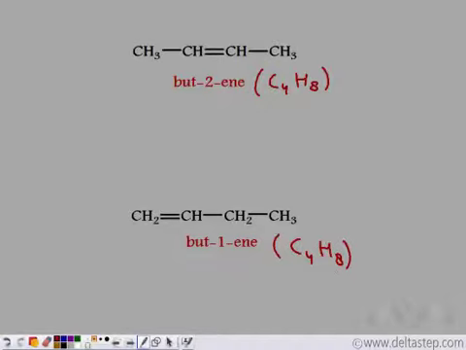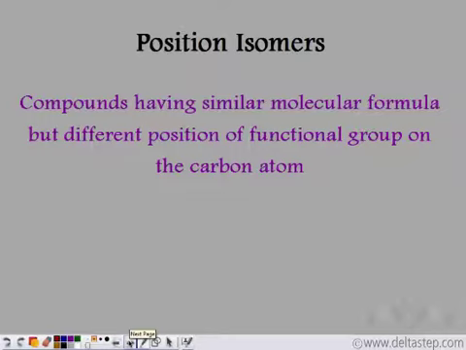But there's a difference in the position of the functional group. In this case, the functional group is the double bond. There's a difference in the position of the double bond. So such organic compounds are known as position isomers. The position isomers are compounds having the same molecular formula, but the position of the functional group varies. So whenever there's a difference in the position of functional group for the compounds having the same molecular formula, such isomers are known as position isomers.